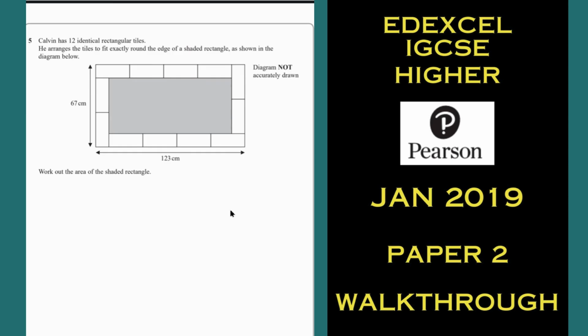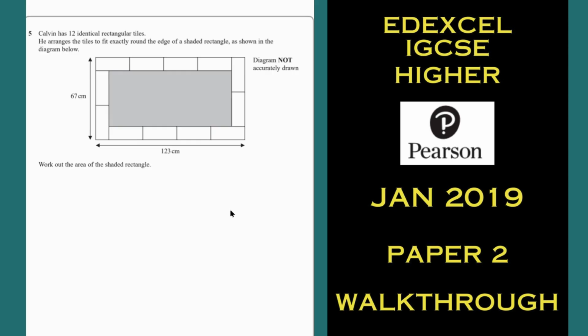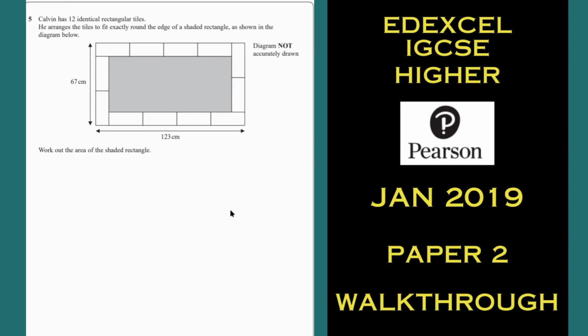So number 5, I thought it was quite a nice question. It's quite an interesting way of going about it. I will just say, spoiler alert, it's ultimately a bit of a simultaneous equations question. Now, why is that? Because it says the tiles are identical, but you don't know their length and you don't know their width. So let's refer to that as x and that as y.